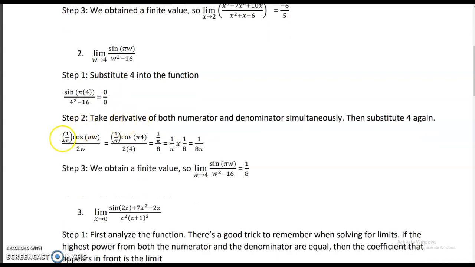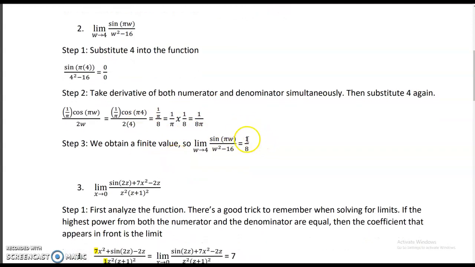Same thing: take the derivative of the top, take the derivative of the bottom, and then plug in 4, since w approaches 4. As you can see, I plugged in 4 here, and I plugged in 4 here. And then you get 1 over 8 pi, and you obtain the finite value, which is going to be the answer.